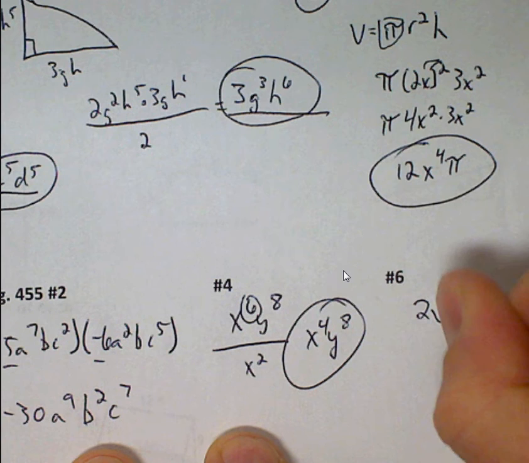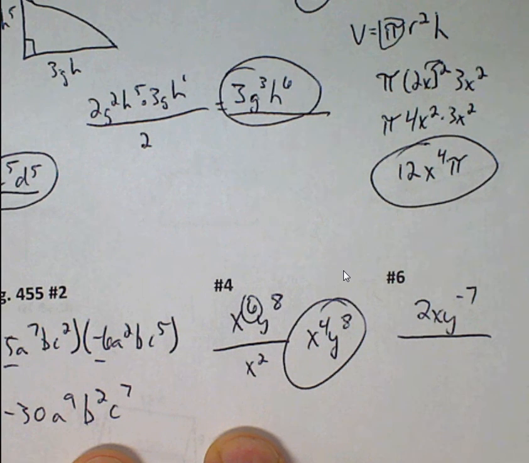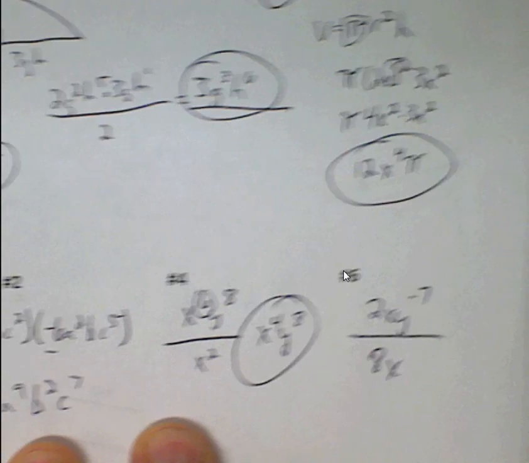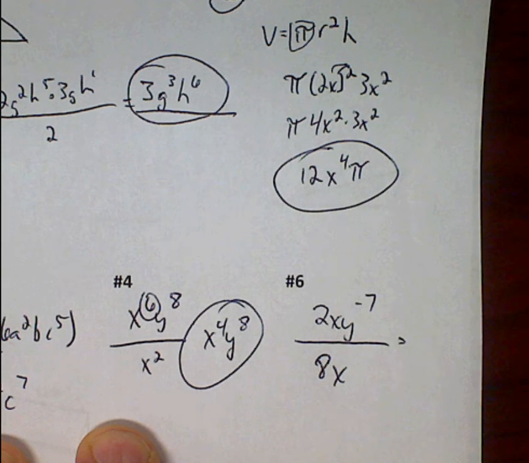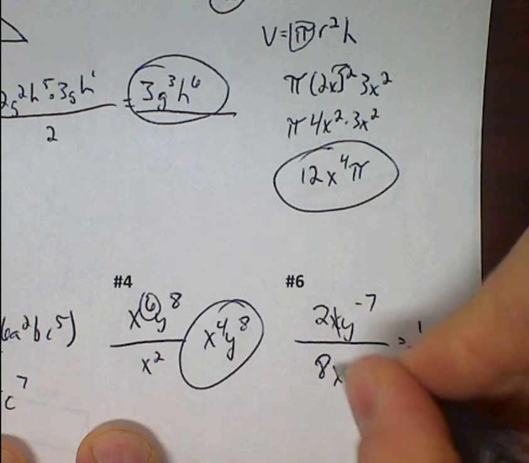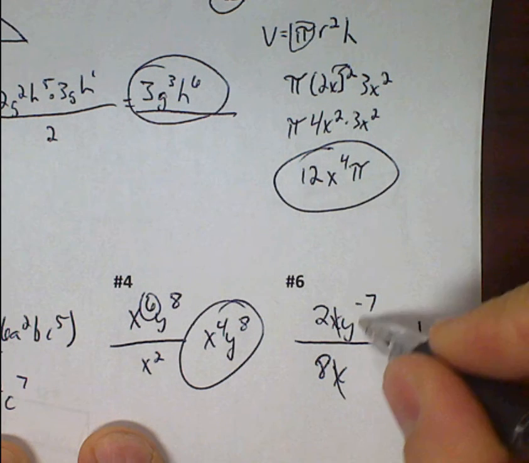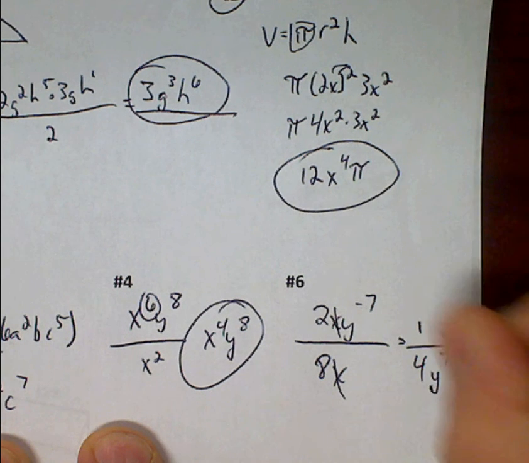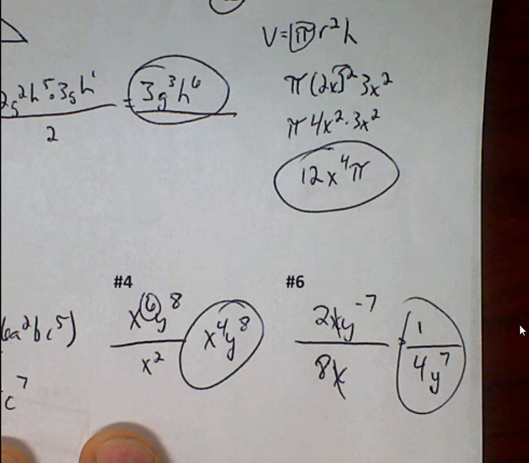Finally, number 6 is 2xy to the negative 7 over 8x. I can simplify 2 over 8 becomes 1 over 4. x and x go away. The y to the negative 7 goes on the bottom. And we are done.